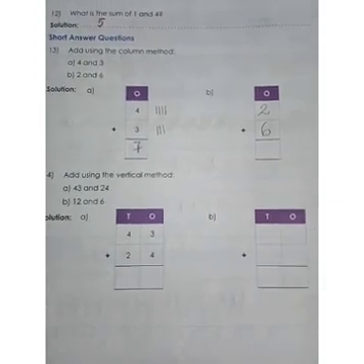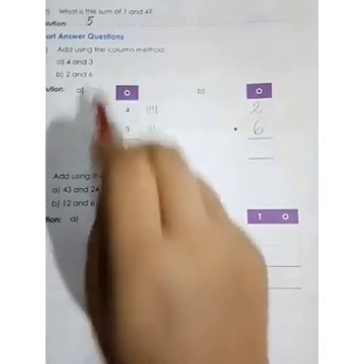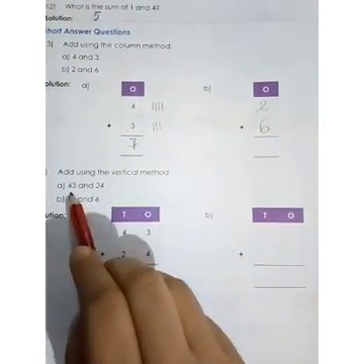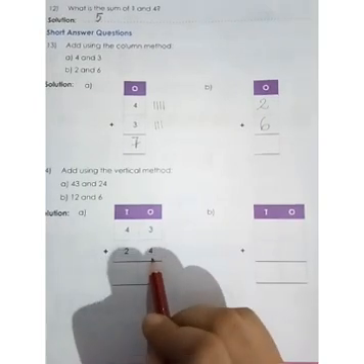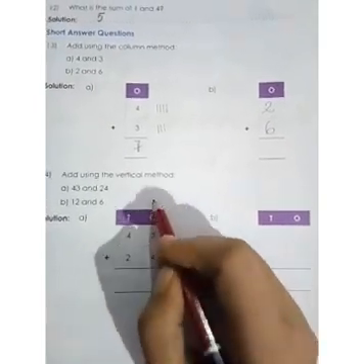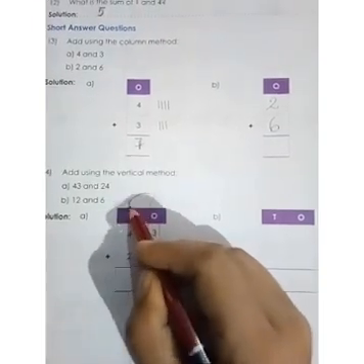Now the next question is question number 14. Add, same meaning, vertical or column method, but here it is for 2 digits. So the numbers given are 43 and 24. Okay, so first we will add this column. Okay, then only we will go to the next one.